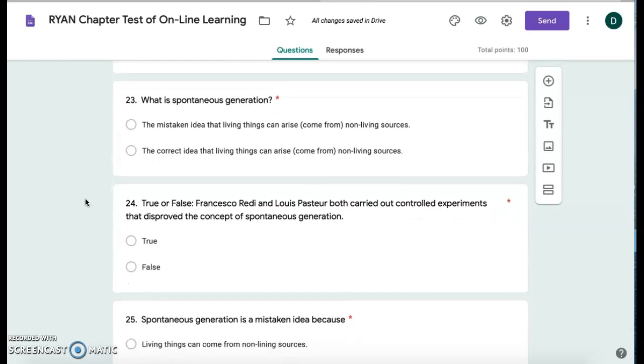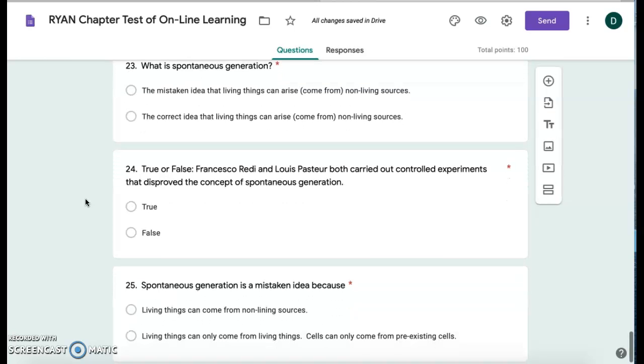Number 23. What is spontaneous generation? The mistaken idea that living things can arise or come from non-living sources, or the correct idea that living things can come from non-living sources. Number 24. True or false? Francesco Redi and Louis Pasteur both carried out controlled experiments that disproved the concept of spontaneous generation. True or false?